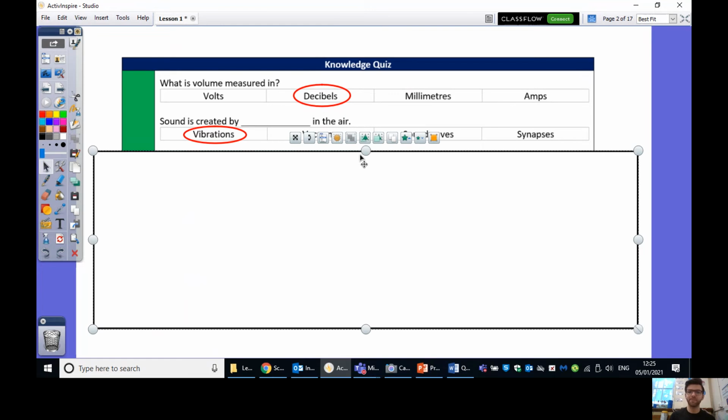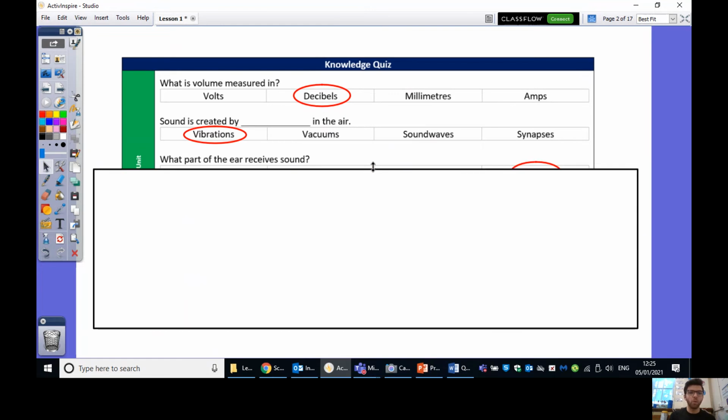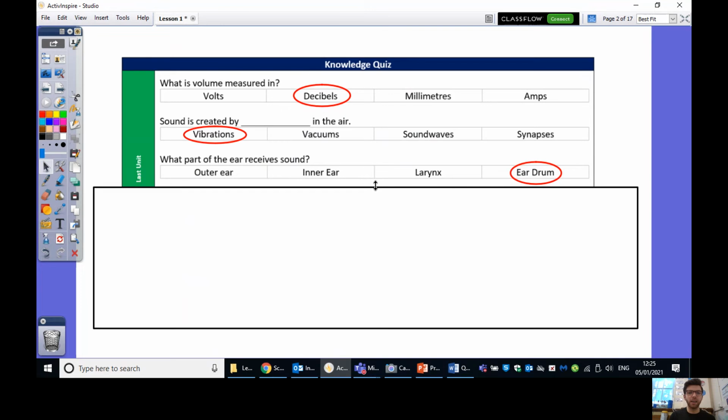So vibrations. Question 3. Which part of the ear receives sound? Outer ear, inner ear, larynx, or eardrum? It is, of course, the eardrum. Have a quick think as well. For a bonus point, can you think what a larynx is? We did talk about that a bit last term. What is a larynx? So hopefully you know that's another word for the voice box, how we produce our voices rather than anything to do with the ear.